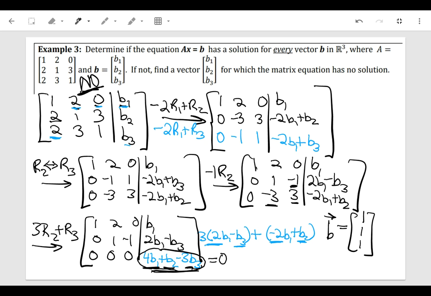Another vector b where the system is inconsistent could be something like, let's say, 5, 0, 0. Because that'll give us 20 plus 0 plus 0. So that's, again, not 0. And there are infinitely many other possibilities for vectors b for which this thing does not have a solution.